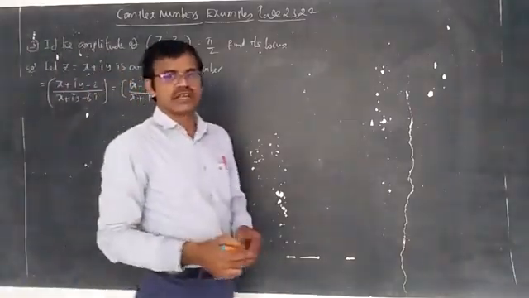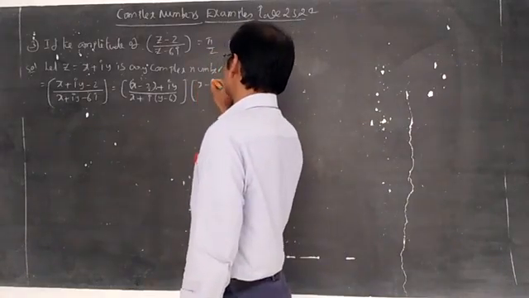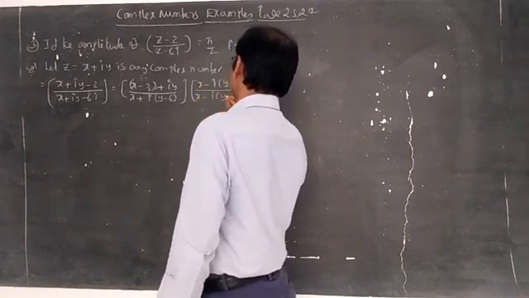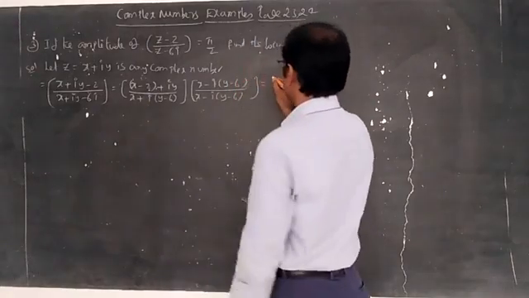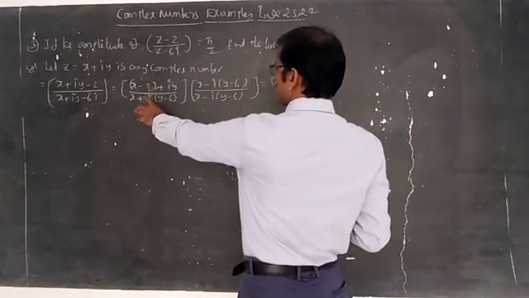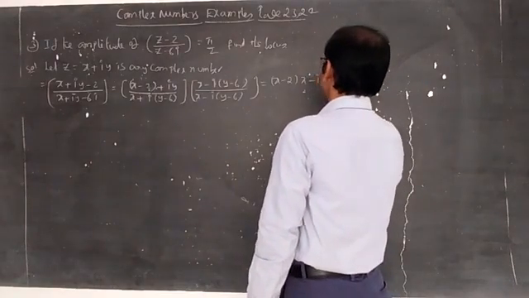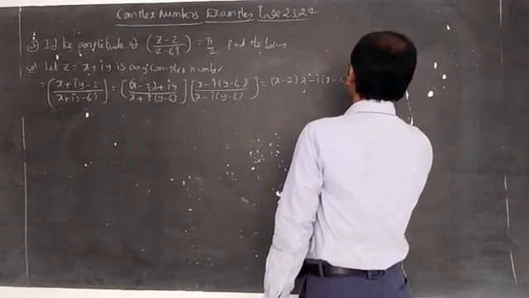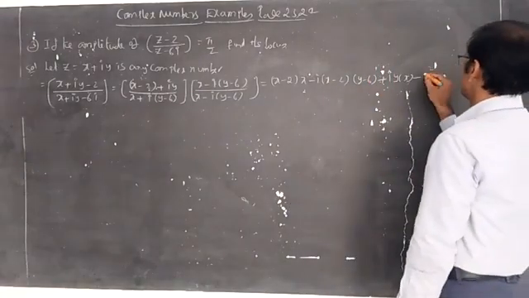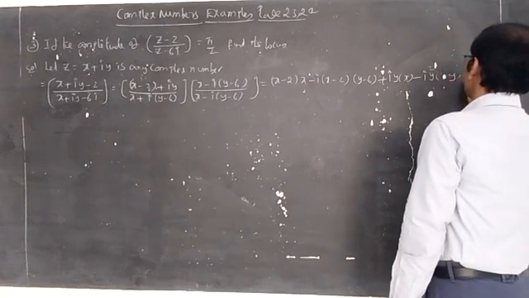Now rationalizing the denominator, that is nothing but multiplying and dividing with the conjugate complex number. So x minus i into y minus 6, whole over x minus i into y minus 6. Multiply each and every term with the numerator. Numerator to numerator I am discussing: x minus 2 into x, minus i into x minus 2 into y minus 6, plus iy into x, minus i squared y into y minus 6.